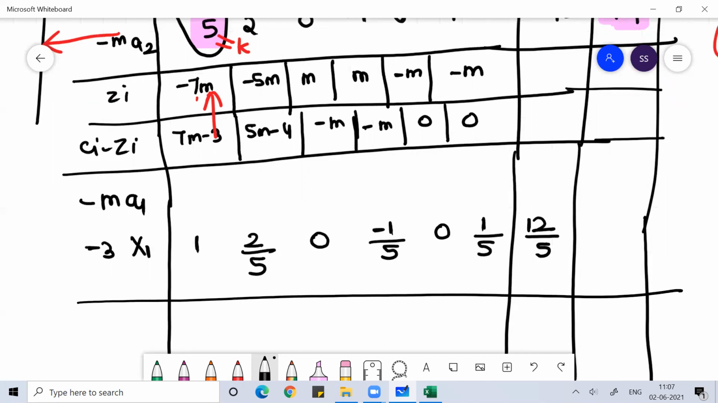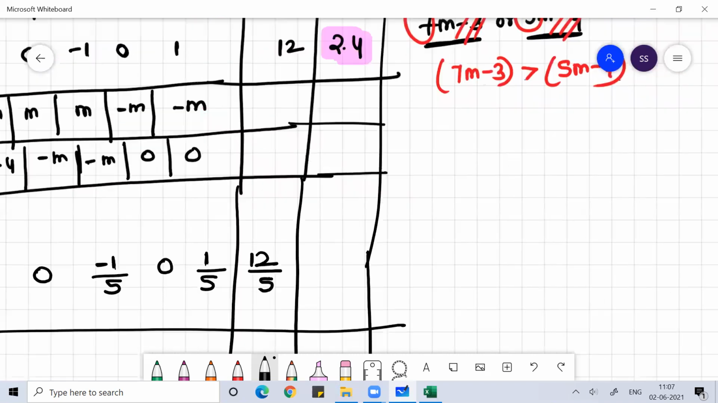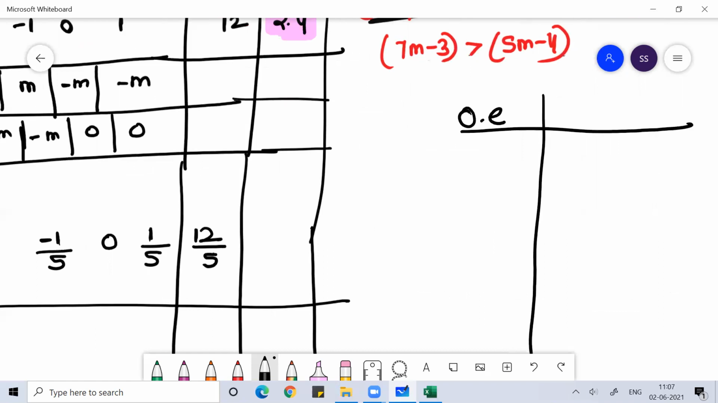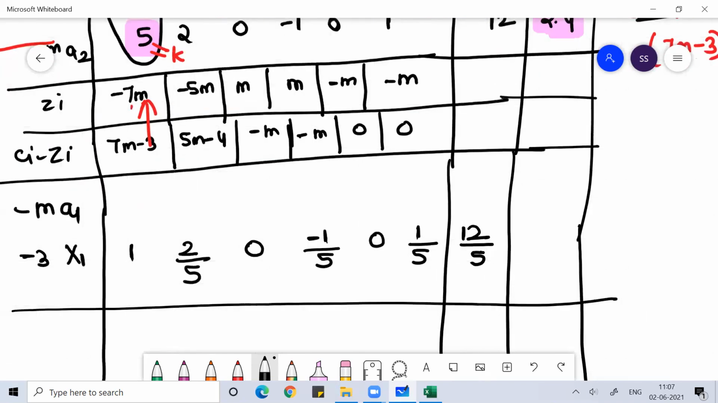Then I'll find the new values of a1. So how will I find the value of a1, guys? For that I use the same formula. You remember: old element minus constant into new element. Same thing. That is the way we used to do the simplex method.